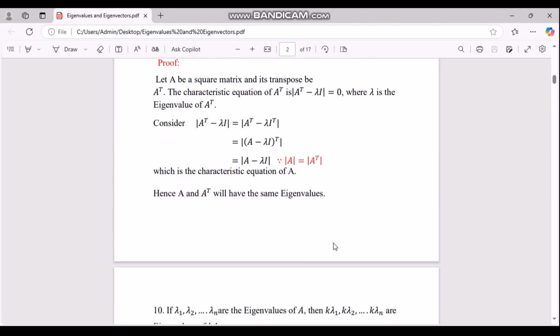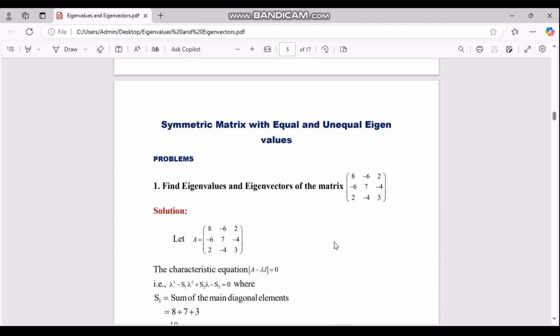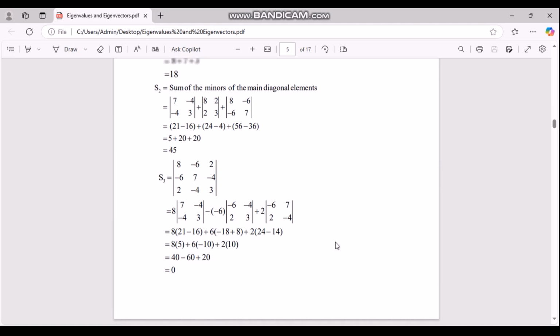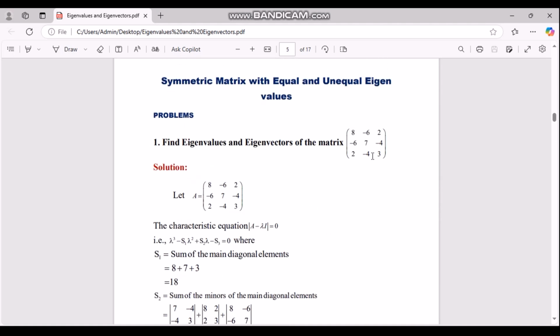Okay, so first we are going to see how to find the eigenvalues and eigenvectors for a real symmetric matrix. Real symmetric matrix in the sense A is equal to A transpose. That is, row elements are equal to column elements. So here it is a symmetric matrix. Here Aij is equal to Aji. The A12 place is minus 6, the A21 place is minus 6, and the A13 place is 2, and the A31 place is 2. This is called a symmetric matrix.